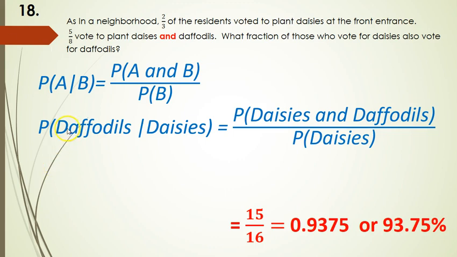So we're talking about what is the probability that we have daffodils given that daisies are planted, right? So we're going to do the and on top again and divide it by the individual. Now this time I want to tell y'all, if you will do this on your calculator, you can put the 5/8 in parentheses and just divide it by the 2/3.